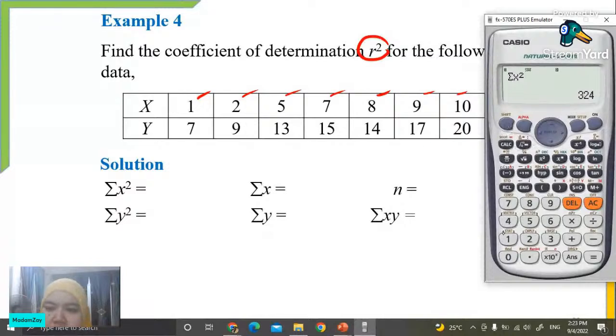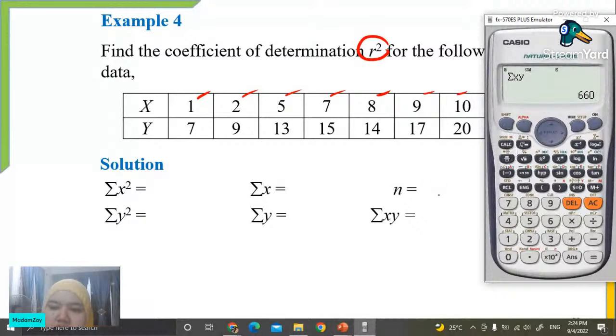And then shift 1 again, summation of x, number 3 and number 2. So we have 42. Is it the same as yours? And then the next one is shift 1 again, sum. We want the summation of y squared 3. So we have 1409. And shift 1, 3 again, we want summation of y, which is 4, equal to 95. And then lastly, shift 1, 3, summation of xy, which is 5, equal to 660.